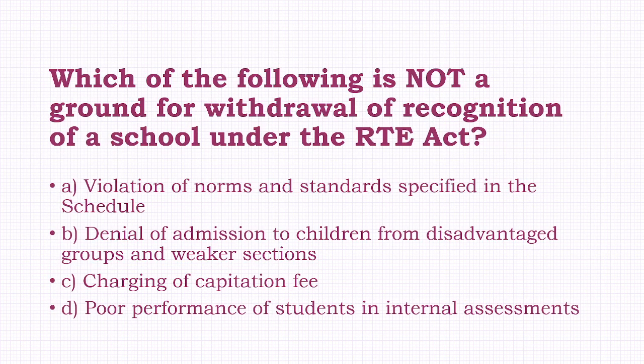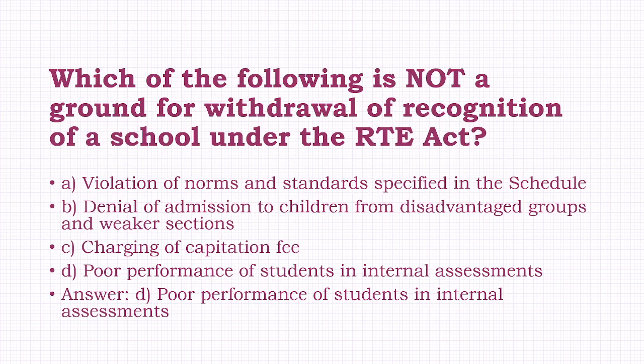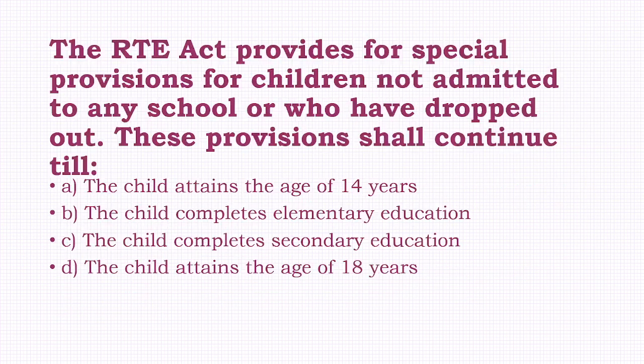Which of the following is not a ground for withdrawal of recognition of school under the RTE Act? Options: violation of norms and standards specified in the schedule, denial of admission to children from disadvantaged groups and weaker section, charging of capitation fees, poor performance of students in internal assessments. Answer of this question is option D, that is poor performance of students in internal assessment.